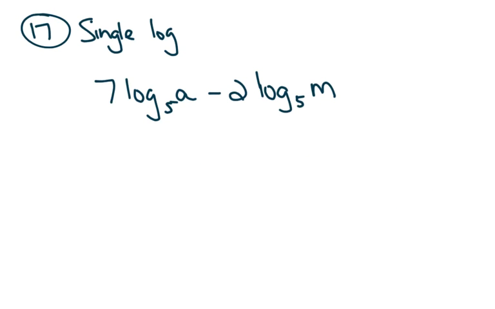Problem 17, let's simplify this expression into a single logarithm. 7 log base 5 of a minus 2 log base 5 of m. When you are simplifying into a single log, the first thing you're going to do is you will always get rid of any numbers in front of the log. Our properties of logarithms say that they become an exponent.